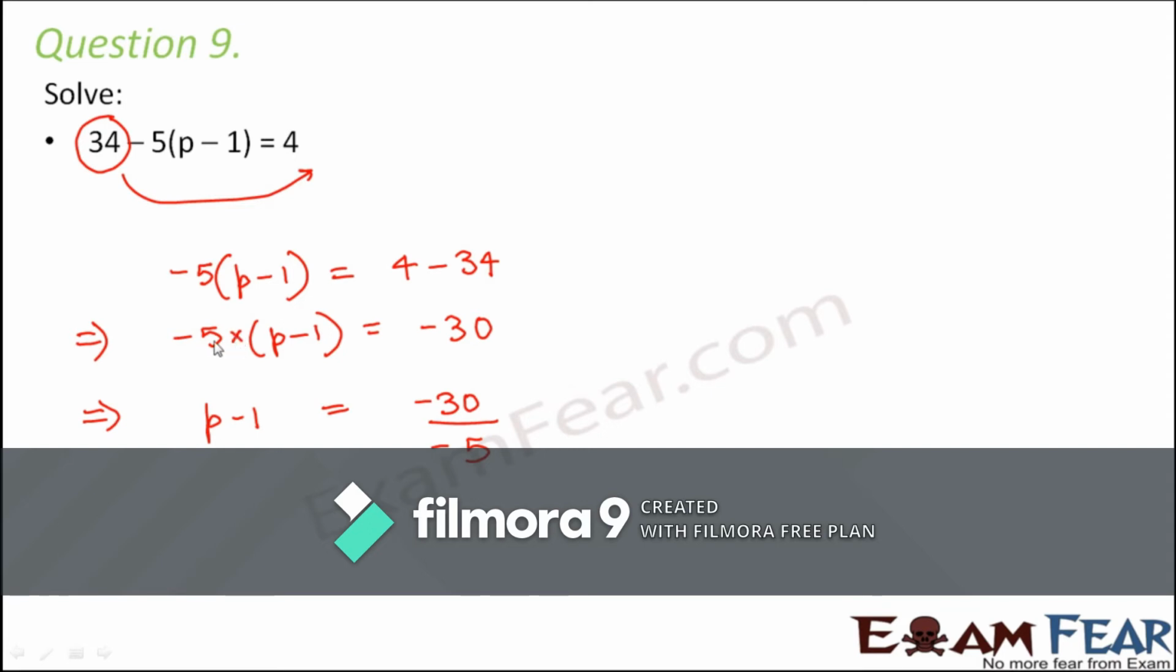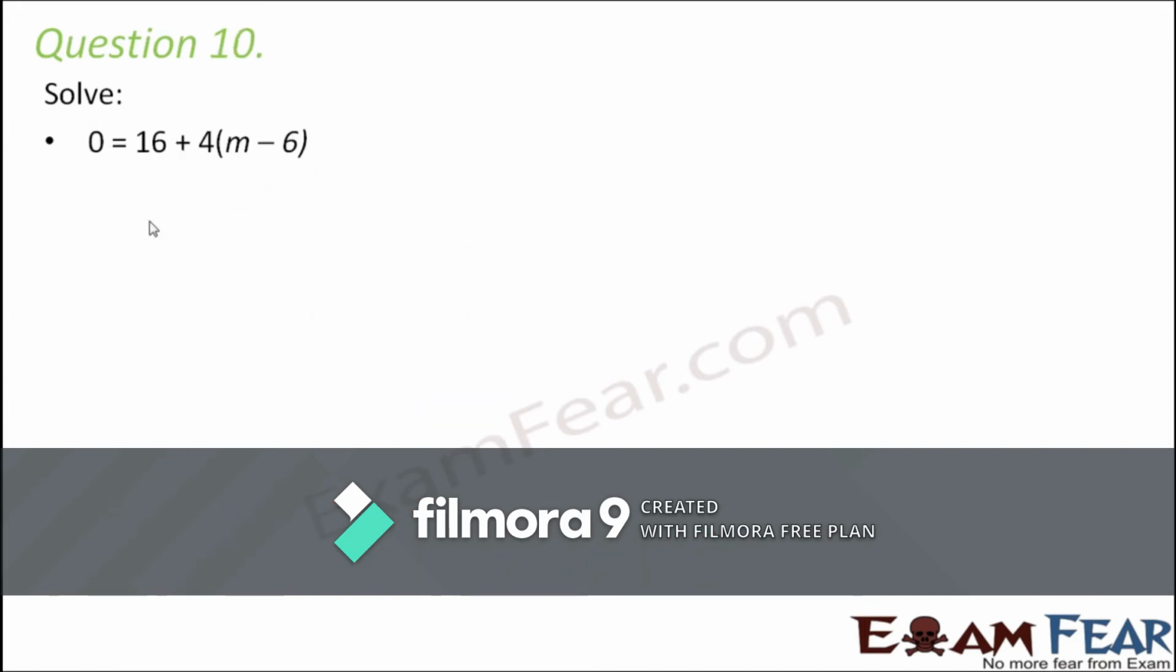That's because here it was minus 5 into this term. So when minus 5 gets shifted to this side, it becomes divided by. So 5 sixes are 30 and minus minus gives plus. Therefore, you get p minus 1 is equal to 6. Therefore, p is equal to 6 plus 1, which is equal to 7. Therefore, p is equal to 7 is a solution for this equation.